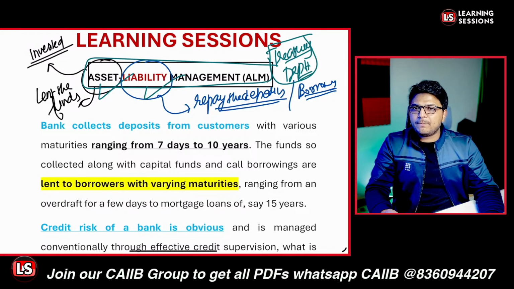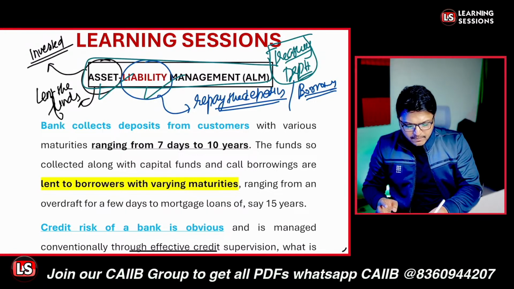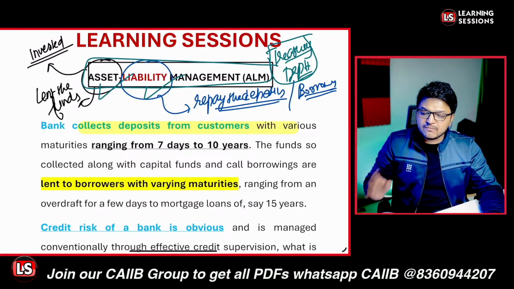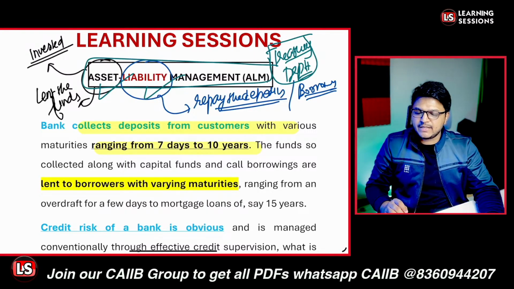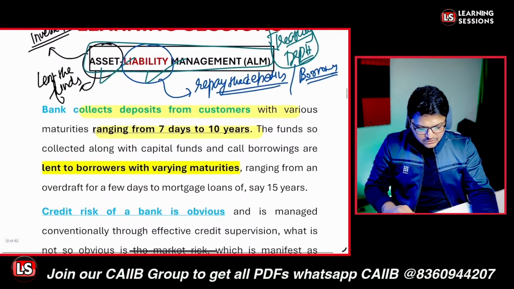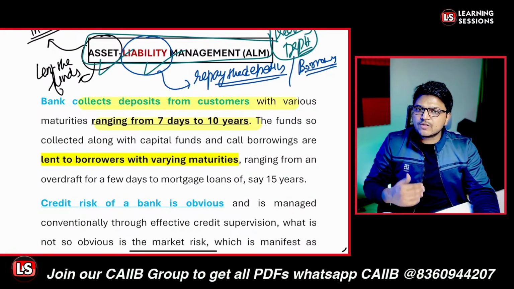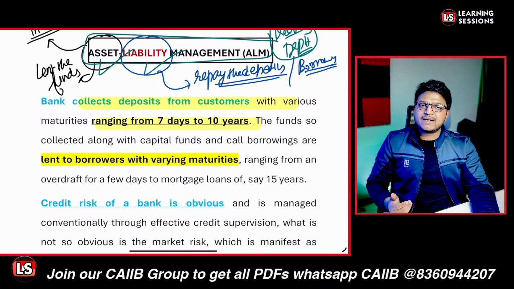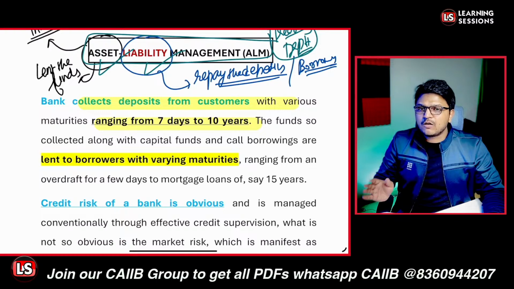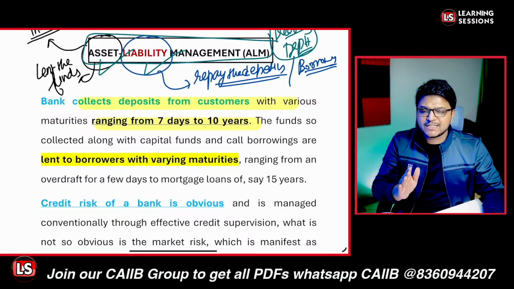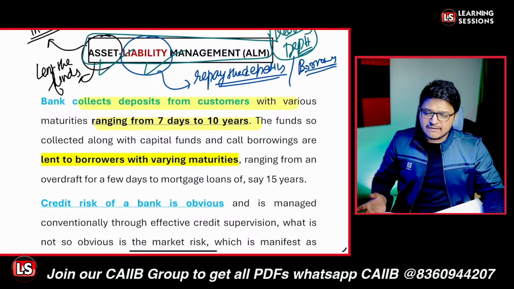Okay, so the bank collects deposits. As I've already told you, the bank collects deposits from the public, which have varying maturities, and it may range from 7 days to 10 days. The funds so collected by the bank are used for lending purposes. Like the bank can lend for 1 year, 2 years, maybe even for 15 years, right? So there can be a mismatch between the assets and liabilities. So credit risk in the bank is obvious, definitely the credit risk can be there.